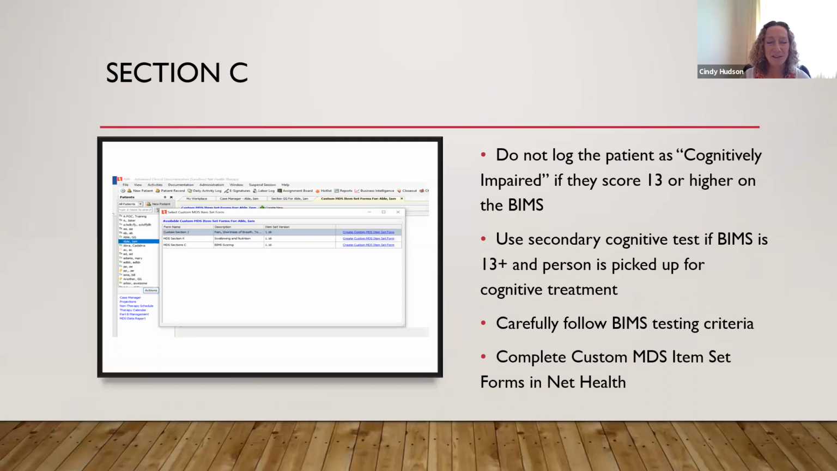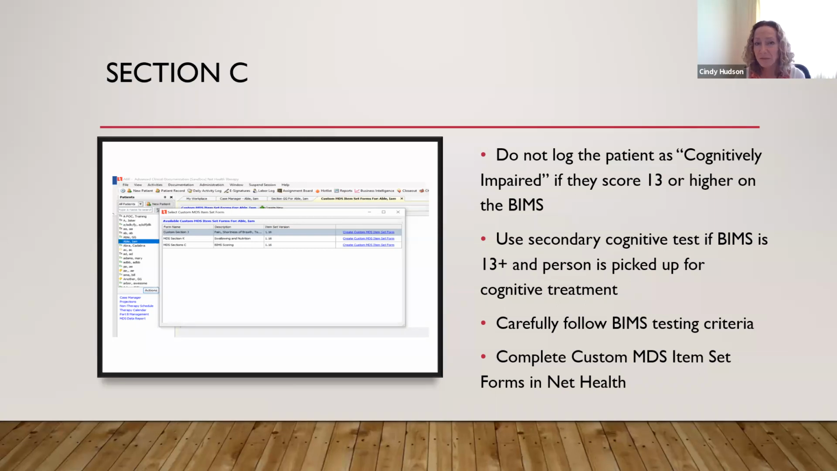For our speech therapists among us, not to be left out, we're going to touch base briefly on section C. Remember, don't log the person as cognitively impaired on our PDPM worksheet if they've scored 13 or higher on the BIMS. You want to use a secondary cognitive test if their BIMS, again, is 13 or higher, and yet we know that that person has some cognitive limitations or issues. Do quantify, verify, back up your findings with another test, whether it's a MoCA, SLUMS, GDS, any of the cognitive assessments that you're familiar with, to support your reason for picking them up under cognitive impairment. Although for PDPM purposes, they only count as impaired if they score below 13 on the BIMS.